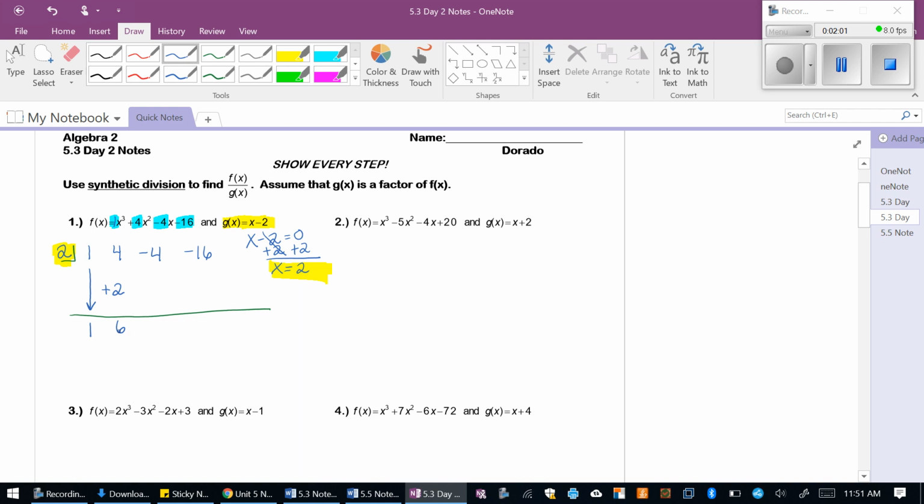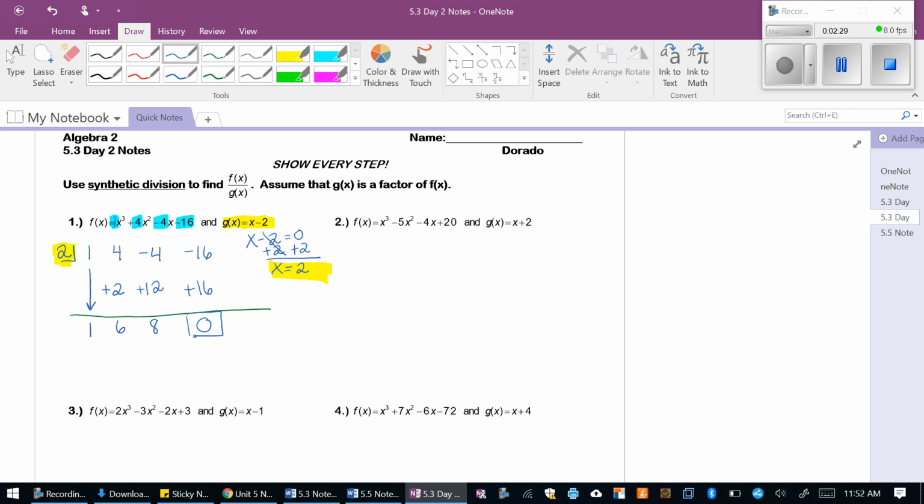And we're going to keep repeating this process. It's kind of like a pattern once you get the hang of it. 6 times 2 is 12. -4 plus 12 is 8. 8 times 2 is 16. -16 plus 16 is 0. And when we have 0, that means there's no remainder. That means that x minus 2 divided into my polynomial f of x evenly.